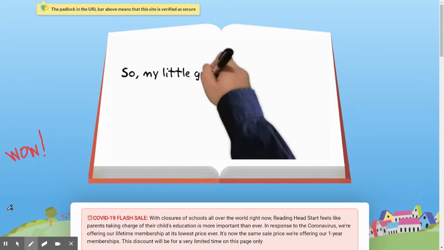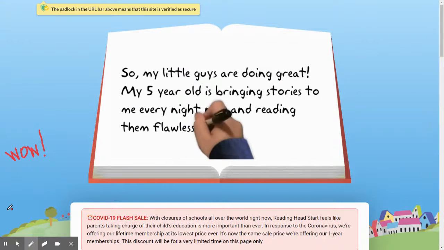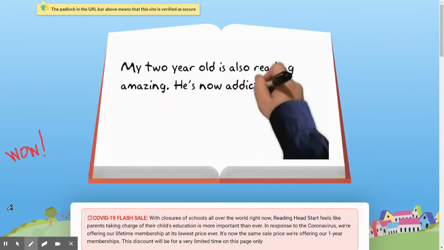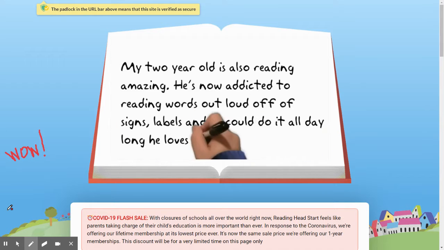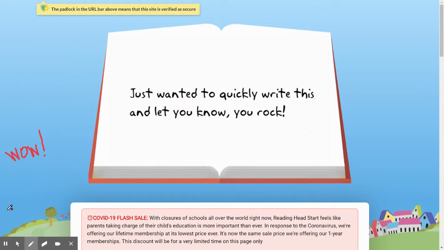"So, my little guys are doing great. My 5-year-old is bringing stories to me every night now and reading them flawlessly. My 2-year-old is also reading amazing. He's now addicted to reading words out loud off of signs, labels, and he could do it all day long. He loves reading so much. Just wanted to quickly write this and let you know, you rock."